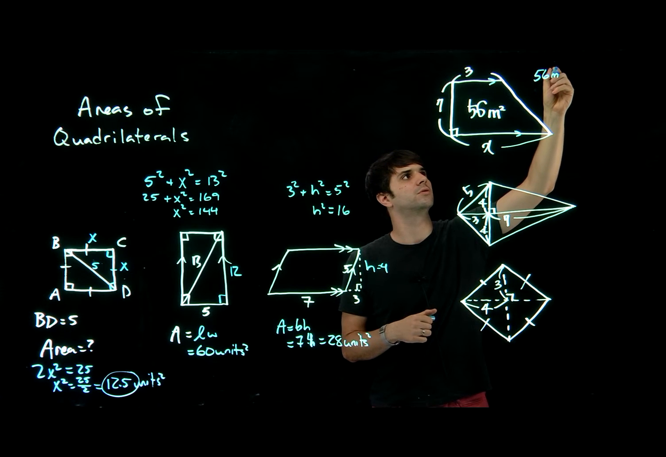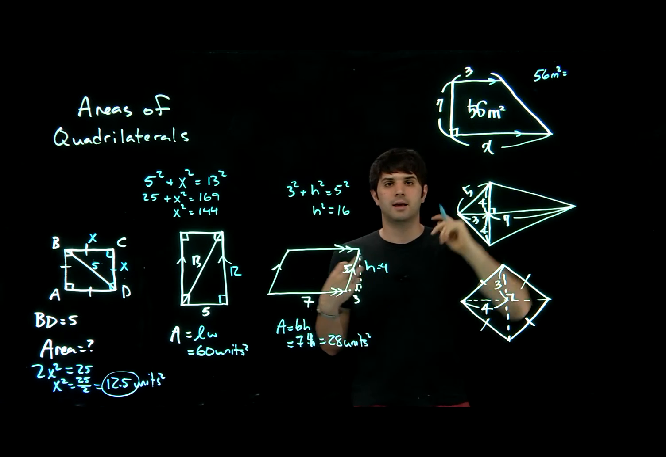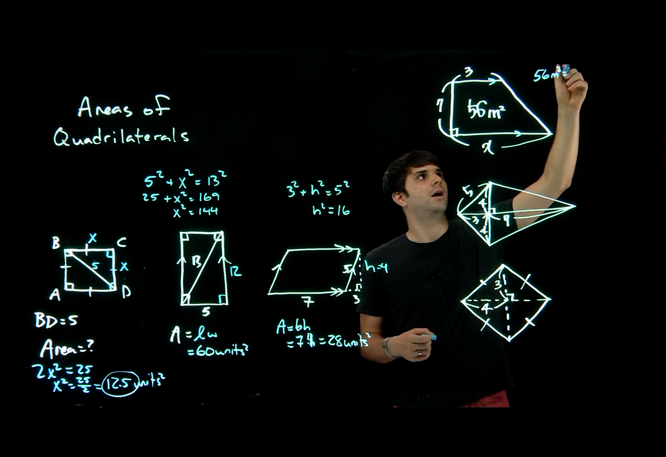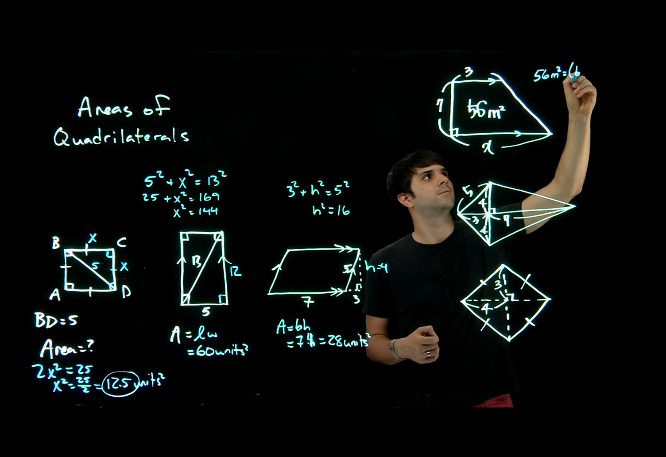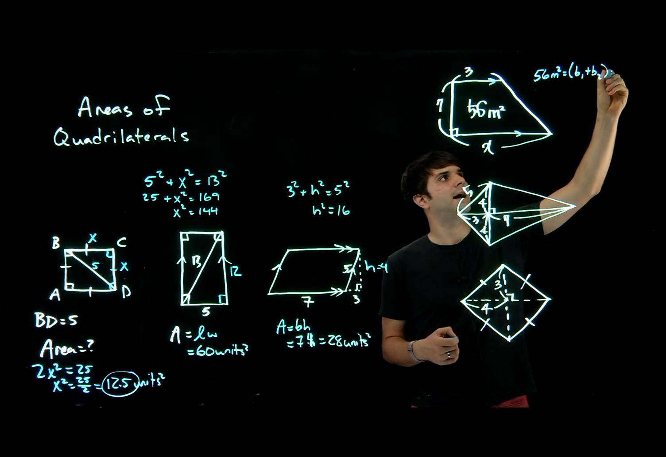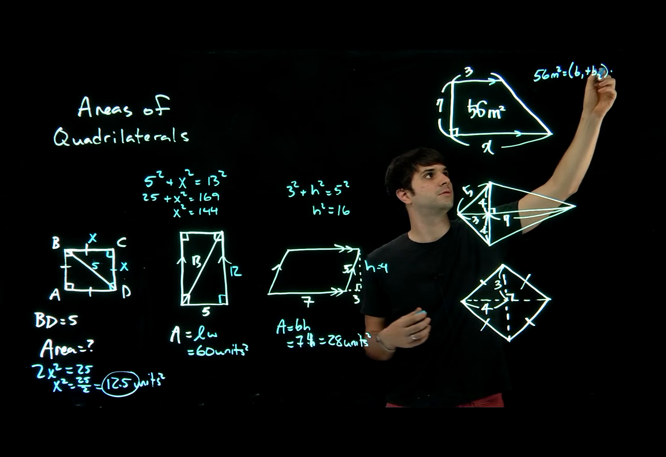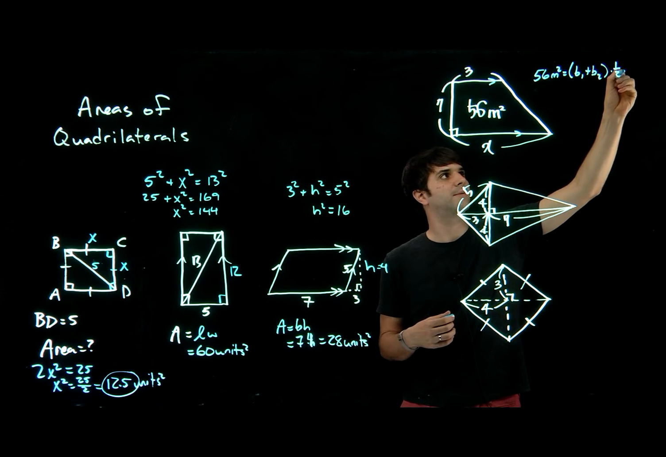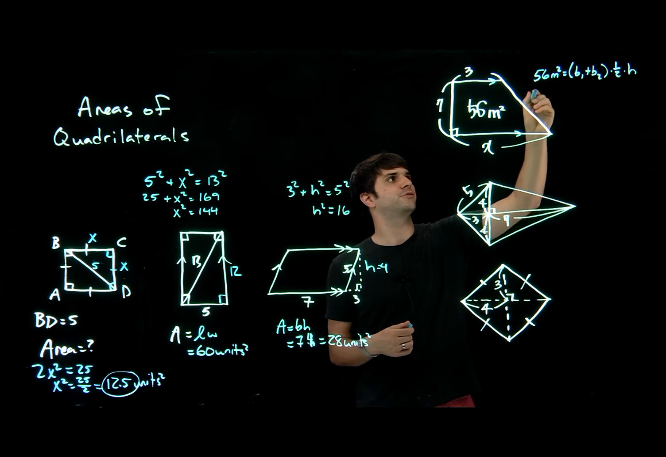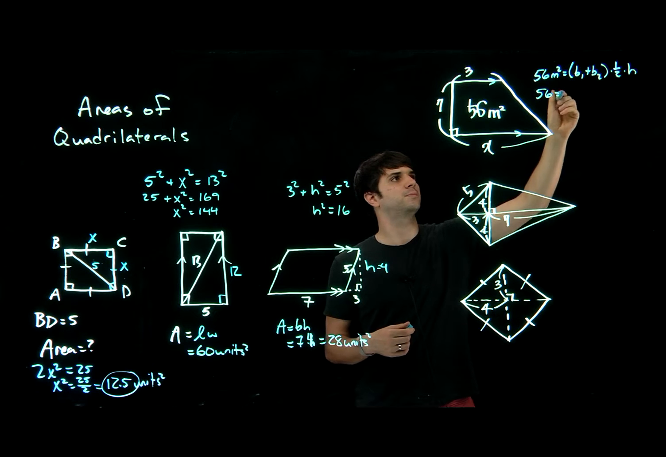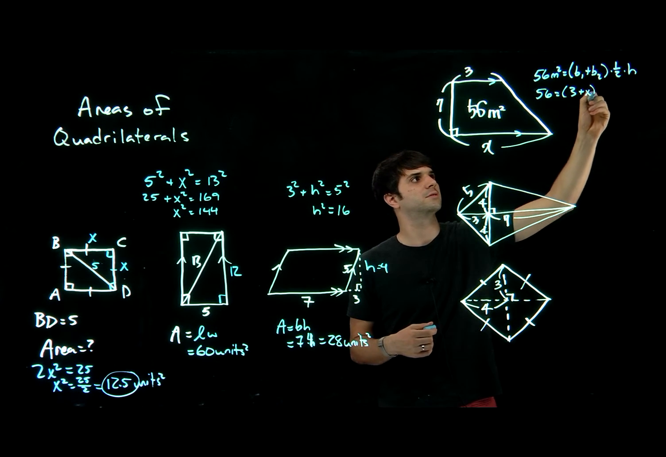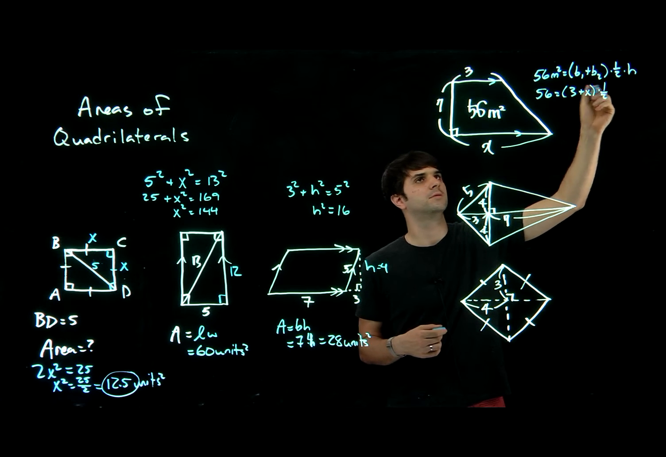56 meters squared equals, and recall the area of a trapezoid is base 1 plus base 2 times 1/2 times h. Okay, so what information do we have here? All right, so 56 equals base 1 plus base 2, which is 3 plus x, times 1/2 times 7.